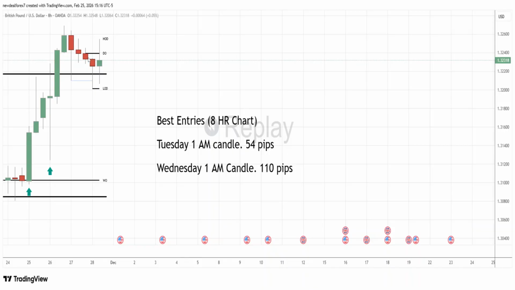Okay, but again, our bias, I'm not a counter trend trader when it comes to trading candle range theory. If I'm long for the week, I stay long. So that's how that will work.